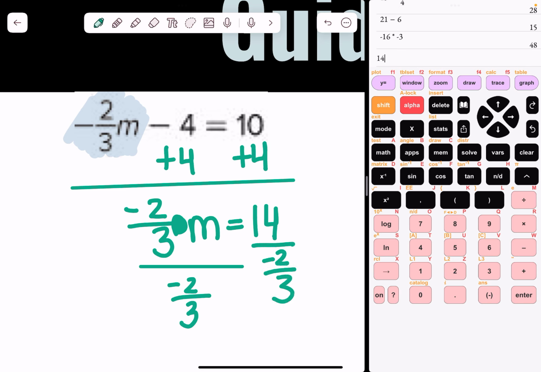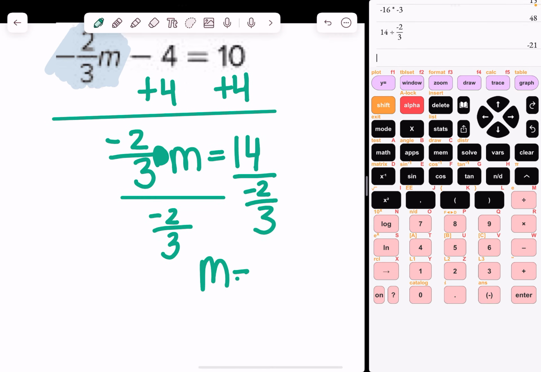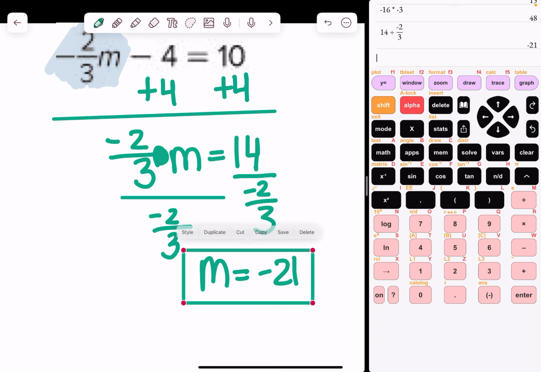So we get 14 divided by negative 2 over 3, which gives us m equals negative 21. Perfect.